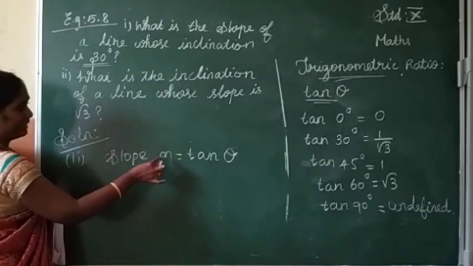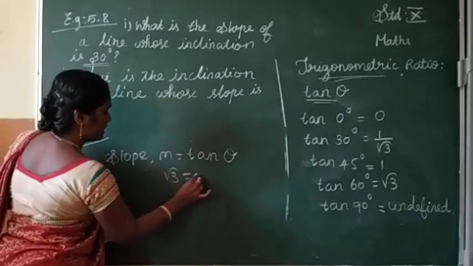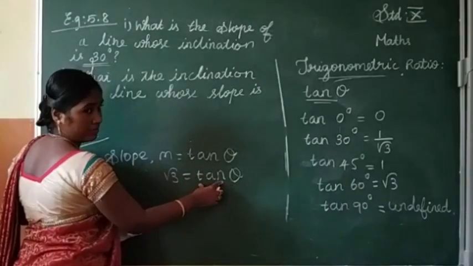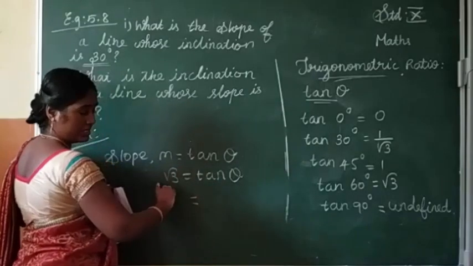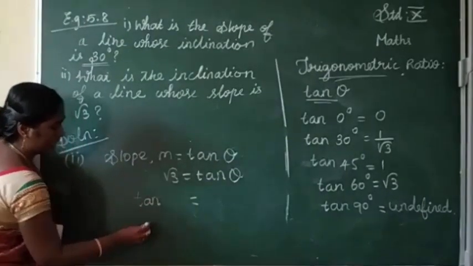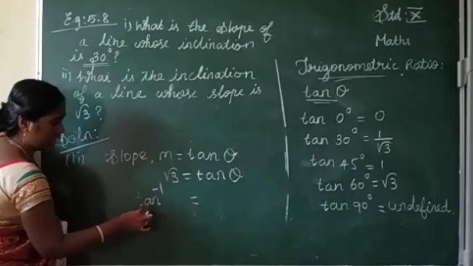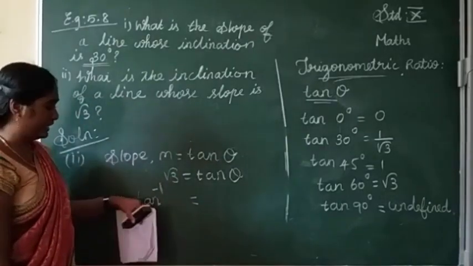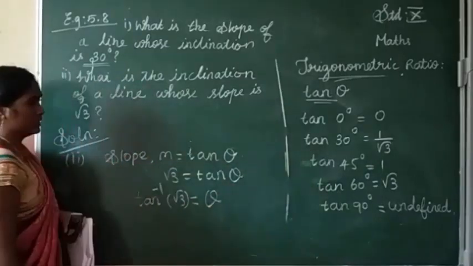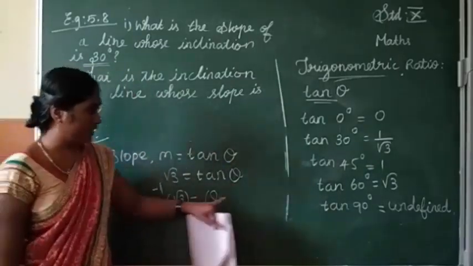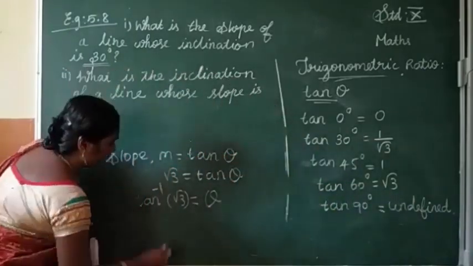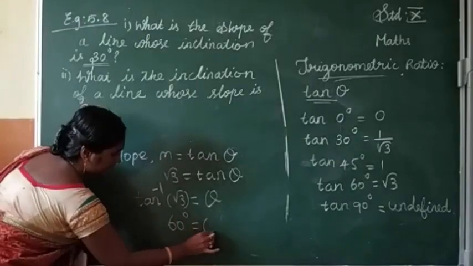So instead of that m, you put root 3 is equal to tan theta. We want angle. Theta denotes the angle. So tan is remaining here. Take the tan after the equal sign, so it will become an inverse. So how can I put the inverse for tan? Put power minus 1. Tan inverse of root 3 is equal to theta. So see, what is the angle value for tan root 3? The angle value for root 3 is 60 degree. Therefore, theta value is 60 degree.